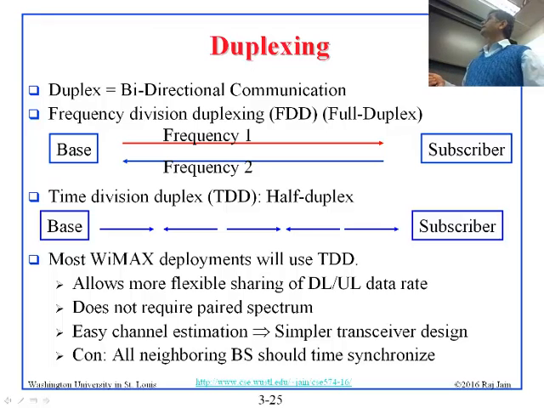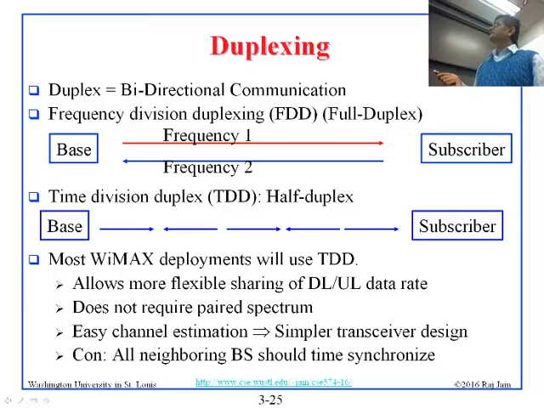Now in FDD, basically the frequencies don't have to be equal. I mean, you could give 100 megahertz to the base and 10 kilohertz to the subscriber. Similarly, in time division duplexing, the time does not have to be equal. You could give as much time to the base as you want and less time to the subscriber and vice versa. So that is TDD, FDD.